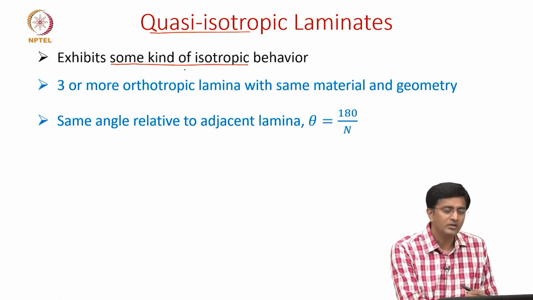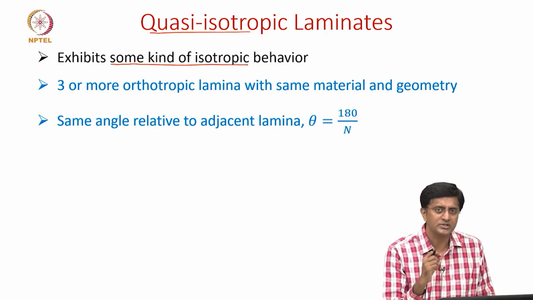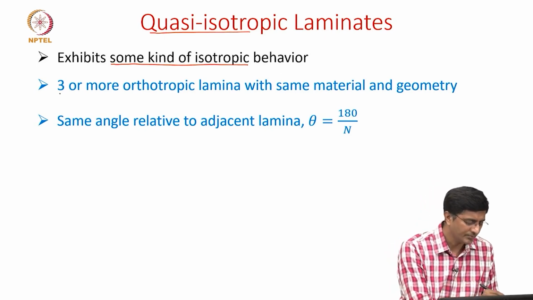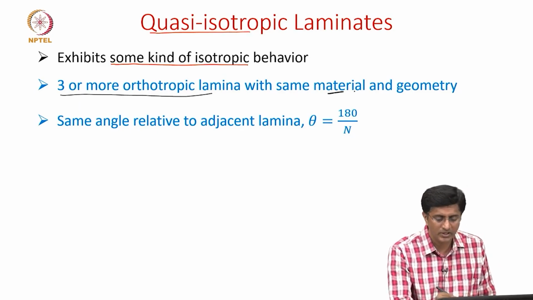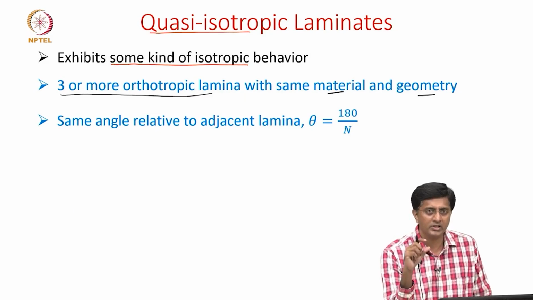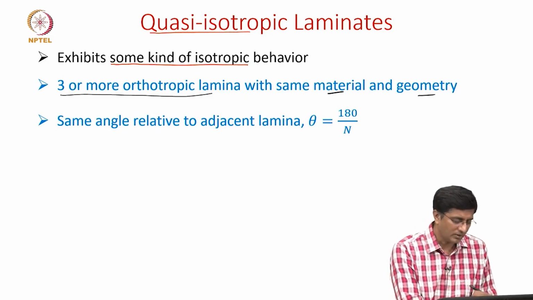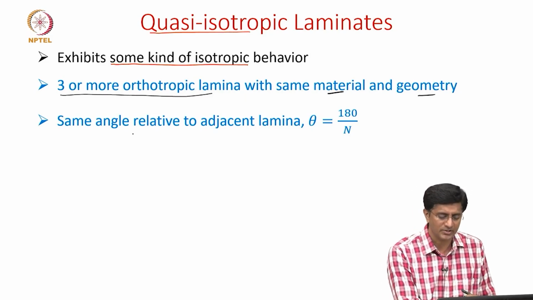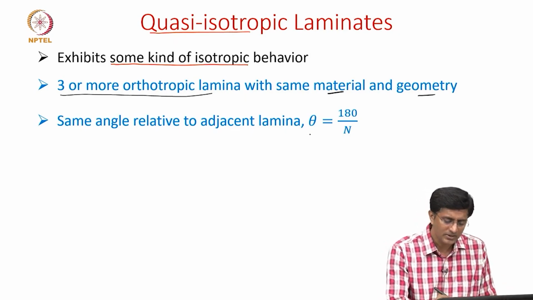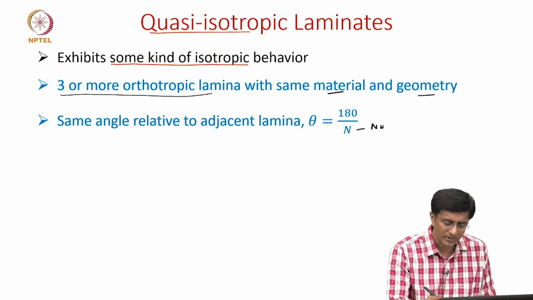We can get these quasi-isotropic laminates not with every orientation but for some specific orientations. And here are the conditions for those orientations. First, it should have 3 or more orthotropic lamina with the same material and geometry. Same material we know what it means; geometry means the thicknesses are the same. But the angles are chosen in a specified fashion, and the angle between adjacent plies is given by theta equal to 180 by n, where n is the number of plies.